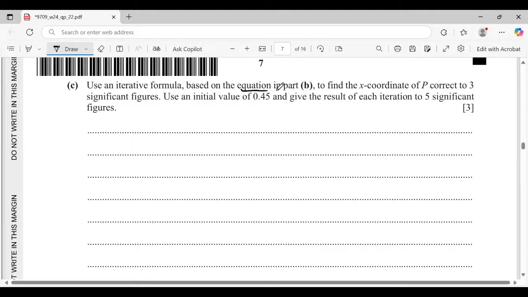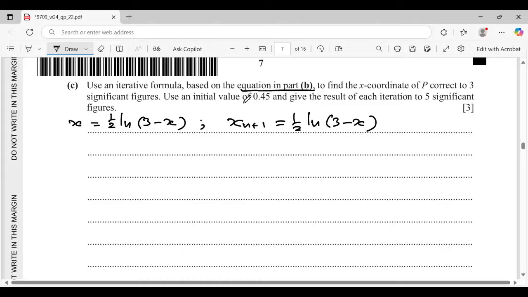Based on equations in part B, we base the iterations on x equals 1/2 ln(3 − x). So the iteration formula becomes x_{n+1} = 1/2 ln(3 − x_n), starting with x0 equals 0.45.